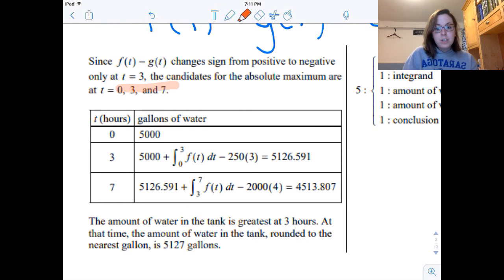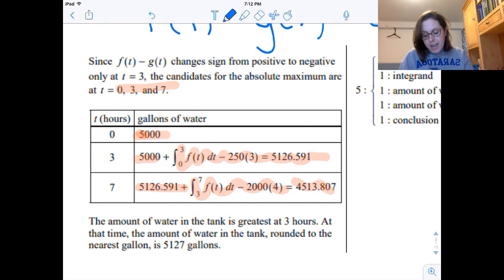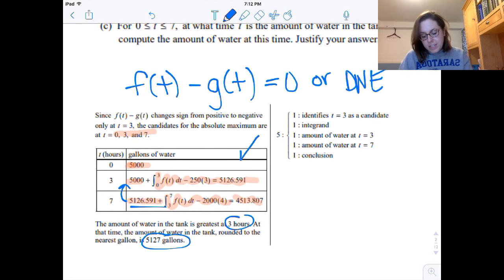You just don't need it. Your initial is 5,000, and then you're going to do the initial plus the net change. And here what they did was they started at 3, so they used this value from up above so that they could just add on to that. And so it's at max at 3 hours, and the max is 51.27.